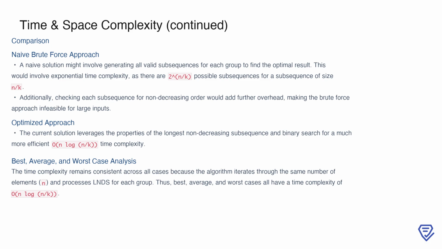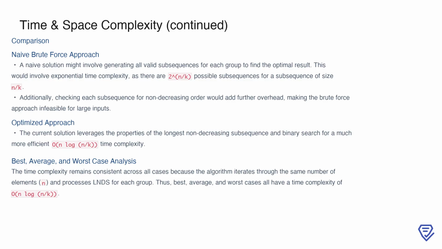Let's briefly compare this optimized solution to a naive brute force approach to highlight its efficiency. A naive solution might involve generating all possible valid subsequences for each group and checking each one to find the optimal result. Since a subsequence of size n/k has 2^(n/k) possible combinations, this approach would result in exponential time complexity. Additionally, checking each subsequence for non-decreasing order adds further computational overhead, making it impractical for large inputs.